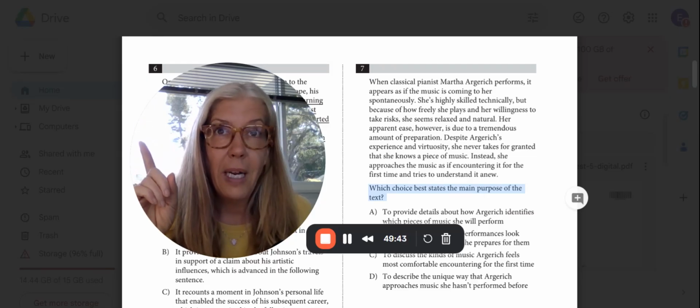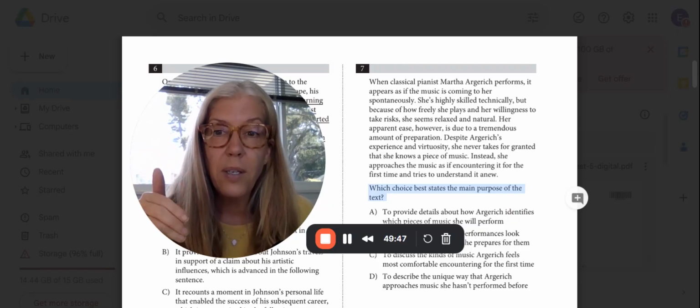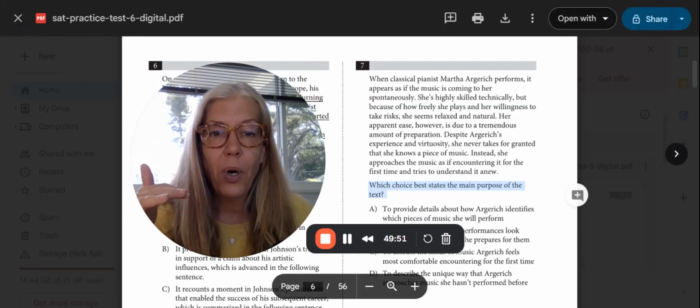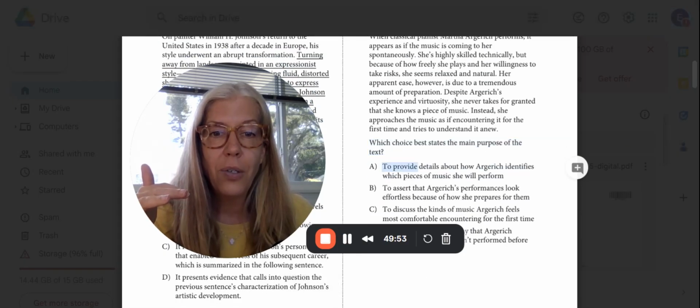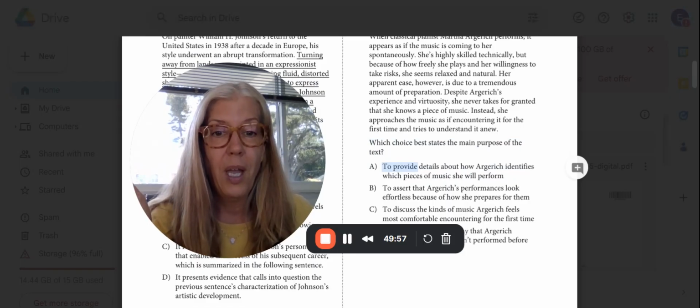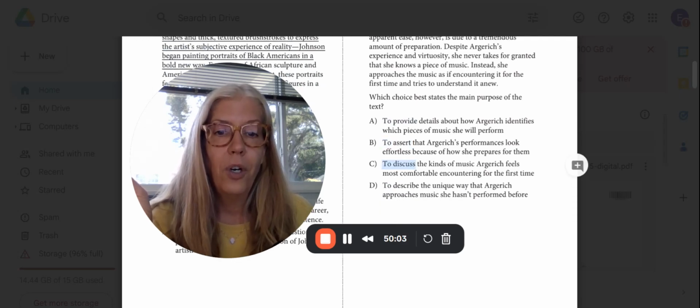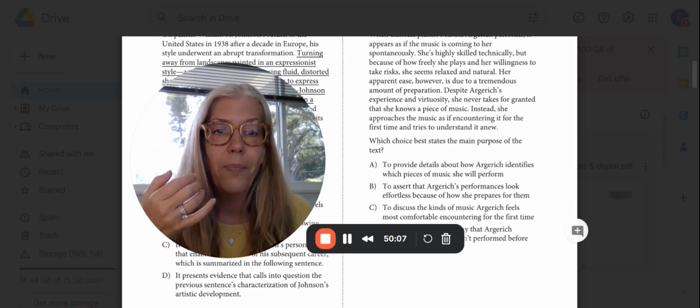The difference between main idea, which is what is it mostly about, and main purpose is what is the author doing. So if you notice on a main purpose question, all the answers start with a verb because that's what they're doing. A verb is what they're doing. So to provide, verb. To assert, verb. To discuss, verb. To describe, verb. And that's essentially what they're doing.